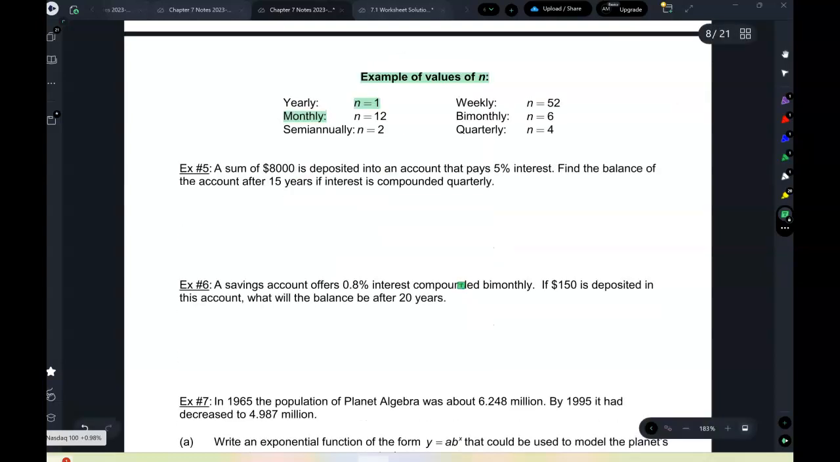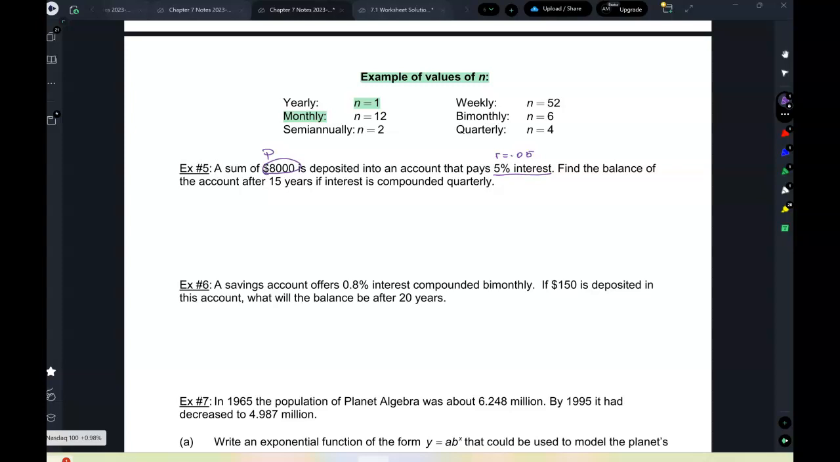Okay, let's do a couple. A sum of $8,000 is deposited into an account that pays 5% interest. Find the balance of the account 15 years after if the interest is compounded quarterly. Okay, lots of information here. First, 8,000, that's your initial amount, P. 5% interest, so r is 0.05.